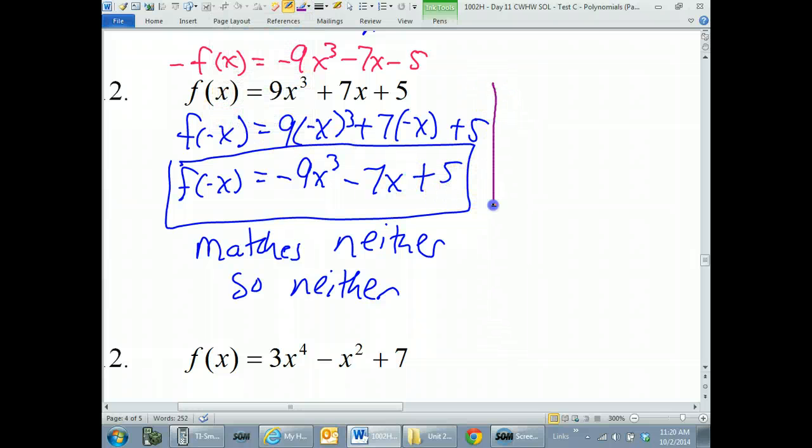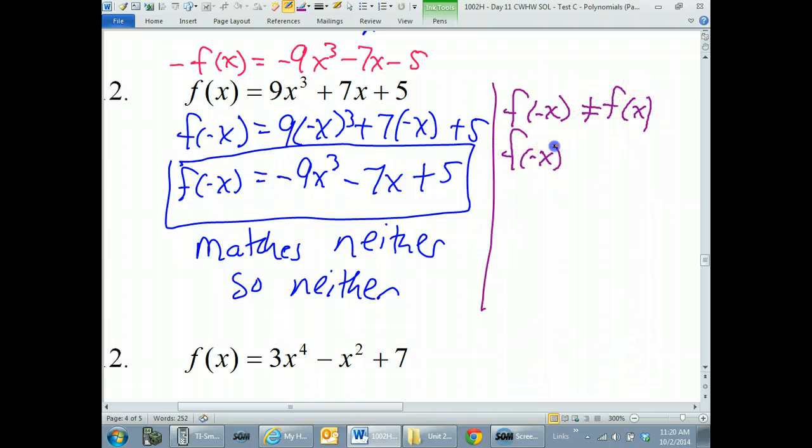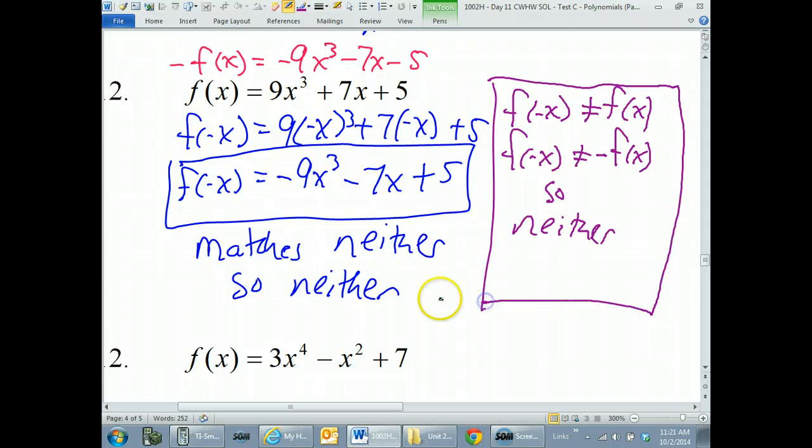So yeah, the official mathematical terminology for this, we would say f of negative x does not equal f of x, and f of negative x does not equal the opposite of f of x. So neither. This is actually the best way to say it. This is official mathematics. I will accept either.